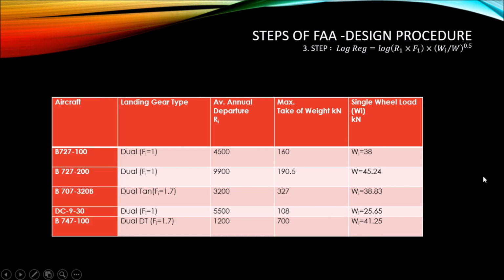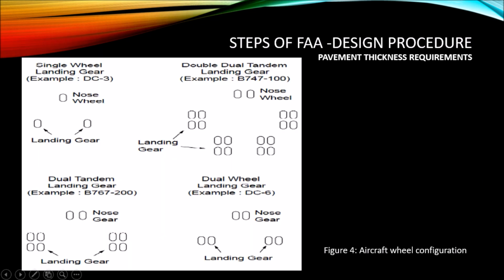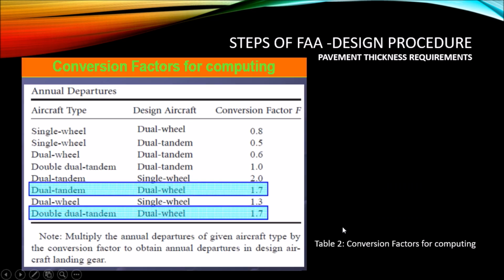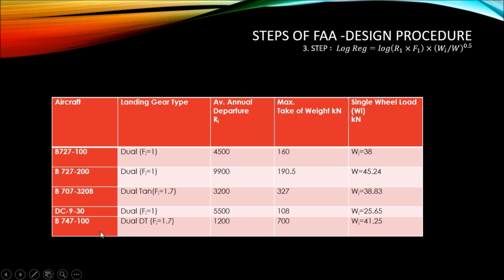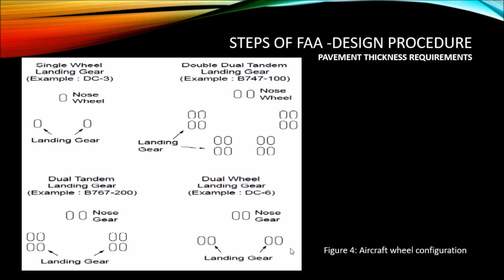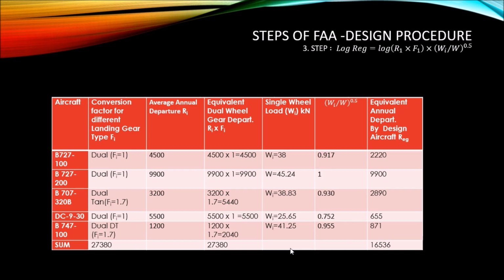So let's minimize our calculator app. Then we'll continue. On the next, you can see the conversion factors: for dual tandem 1.7, double dual tandem is 1.7. That's why on this table we have 1.7, as you can see, double dual tandem. Then for the dual tandem type, we continue. You can see on the table now, we have our aircraft type. We have conversion factors for these different types. We already have this very one, annual departure.